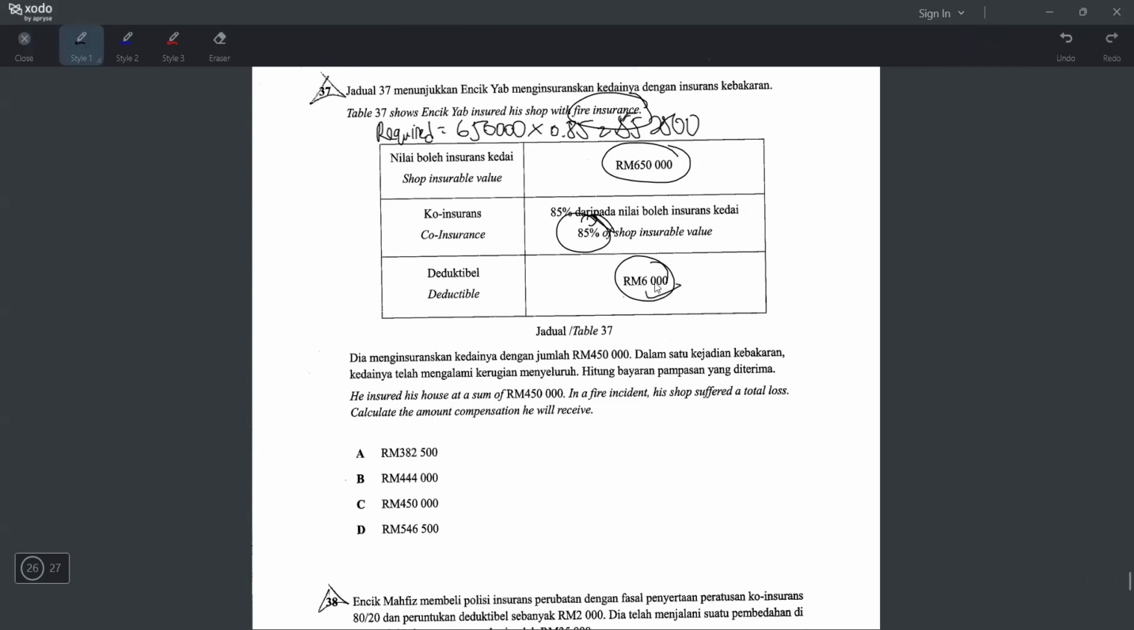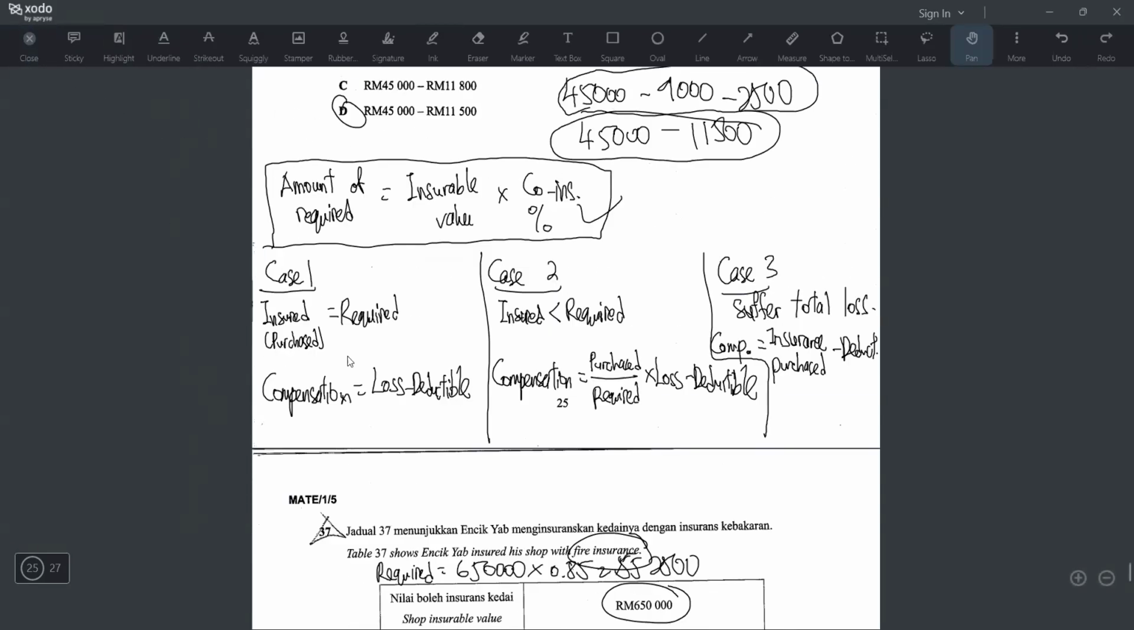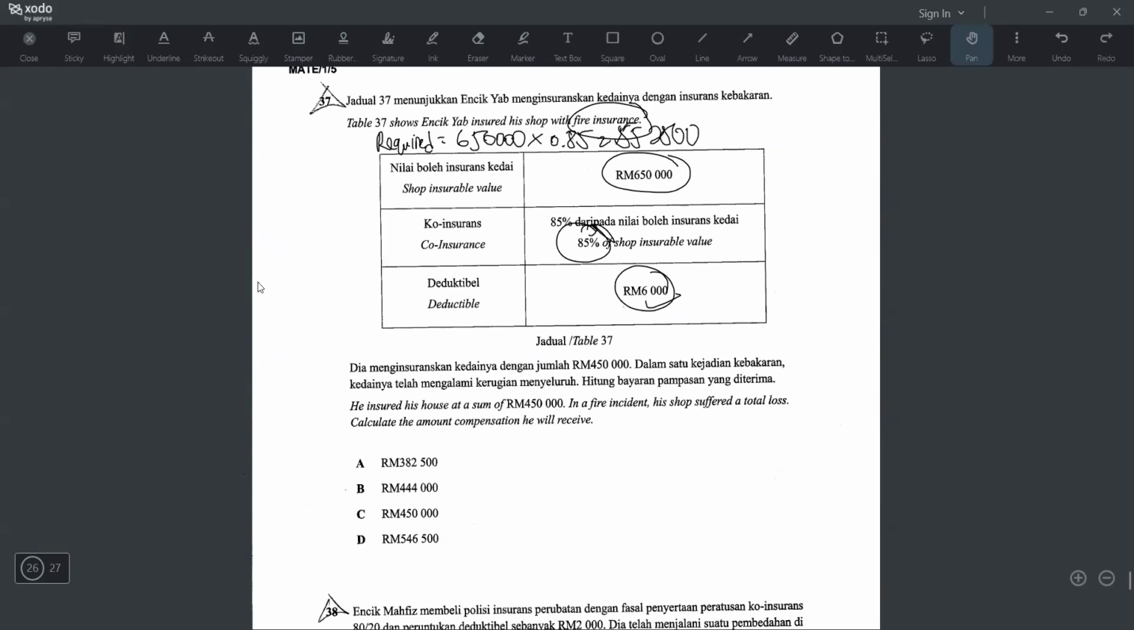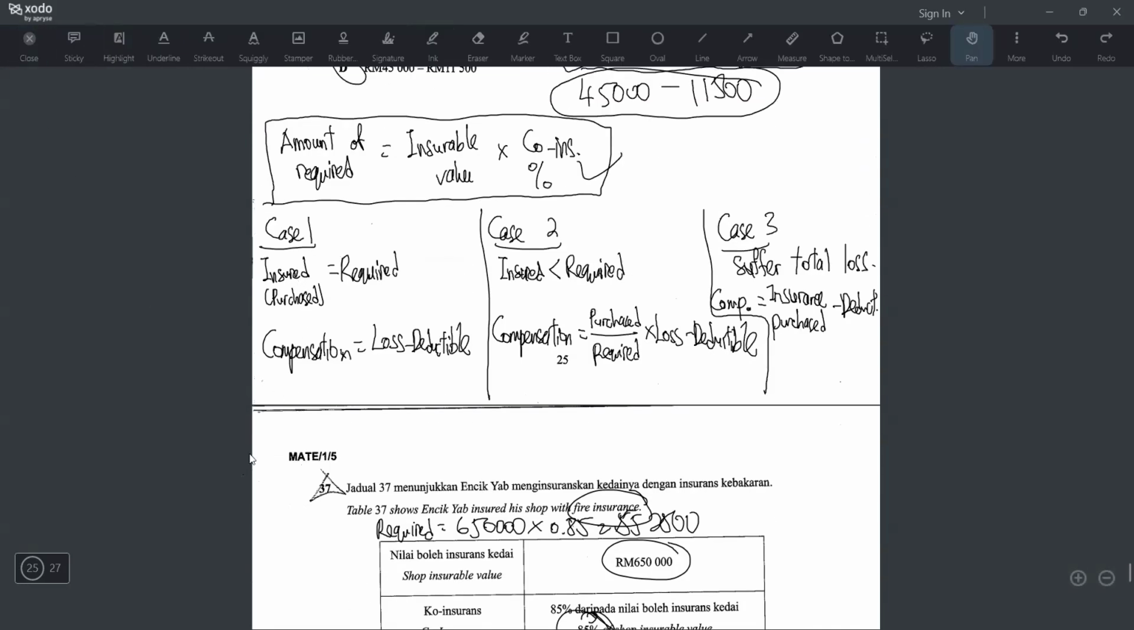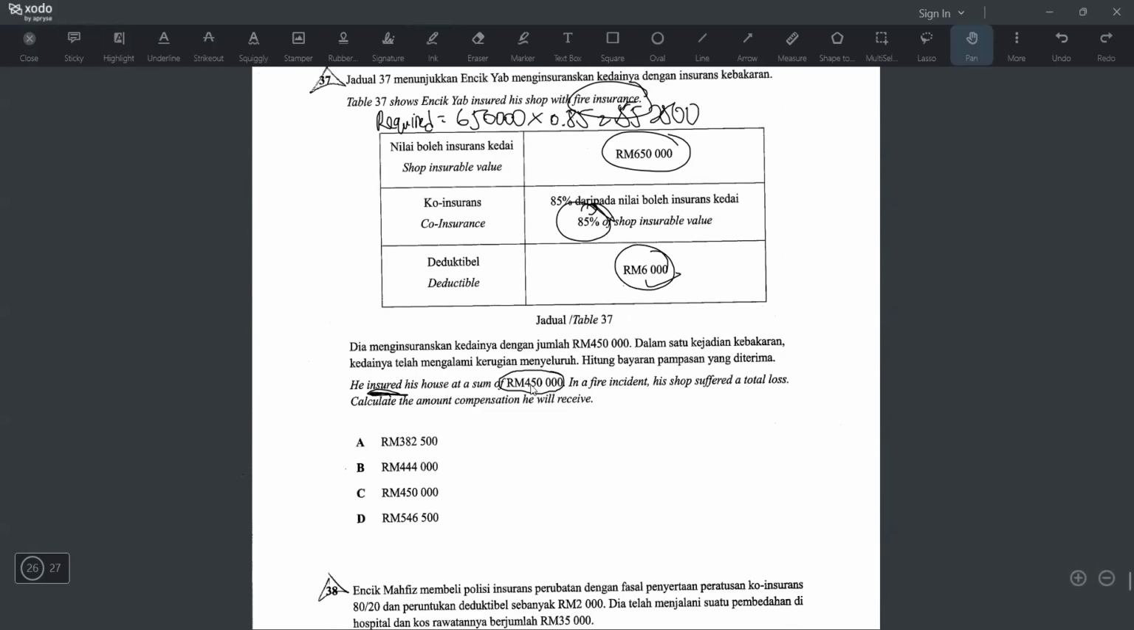Okay, the 6,000 leave it first because you know it's the deductible. Deductible kita tak tengok dulu. We only use deductible when we find compensation. So let's see what they want here. He insured his house at a sum of 450,000. Insure is purchased. It means dia beli. So dia beli berapa? 450,000. It means he buy less than the required because the required is 552,500, but he only buy 450,000.